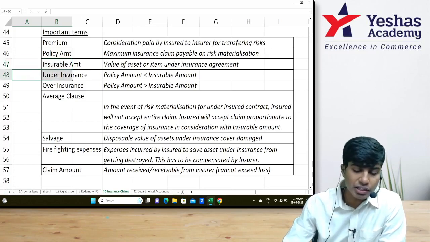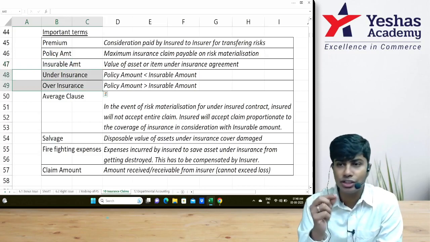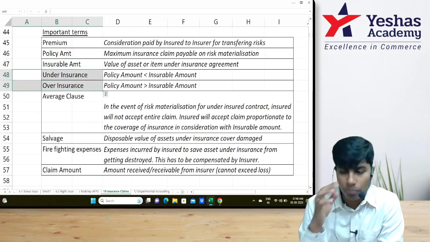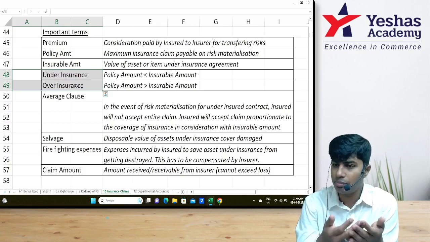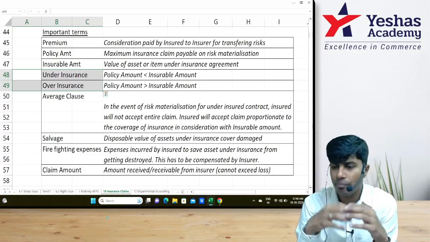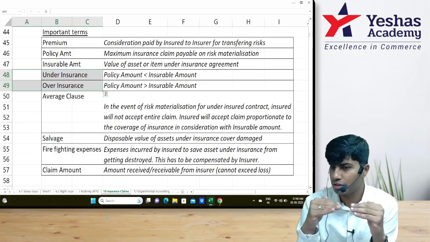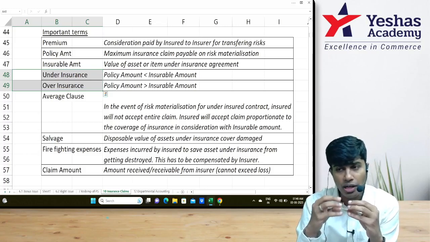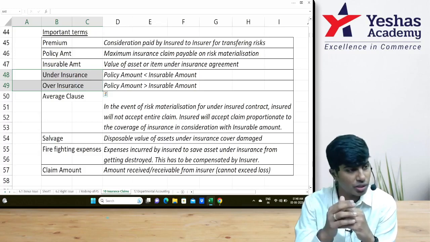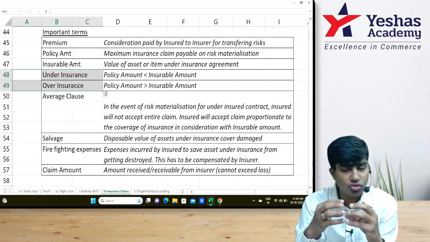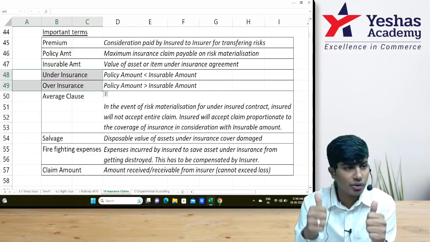Then comes under insurance and over insurance. This depends upon the comparison between the insurable amount and policy amount. If the business has taken insurance for the entire insurable amount, it is the right amount of insurance. If the policy is taken for an amount more than the insurable amount, it is called over insurance. If they take the insurance for an amount lesser than the insurable amount, it is called under insurance. Are you getting this?